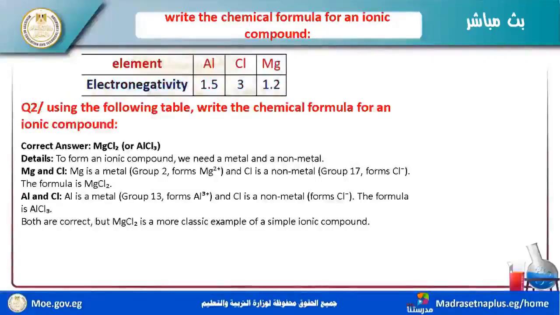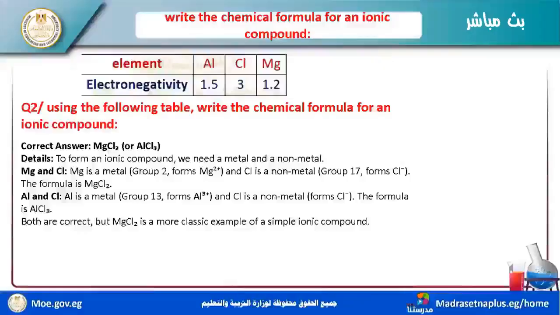Write the chemical formula for an ionic compound. Using the following table, write the chemical formula for an ionic compound. Correct, here we have MgCl2 or AlCl3, so these form ionic compounds.